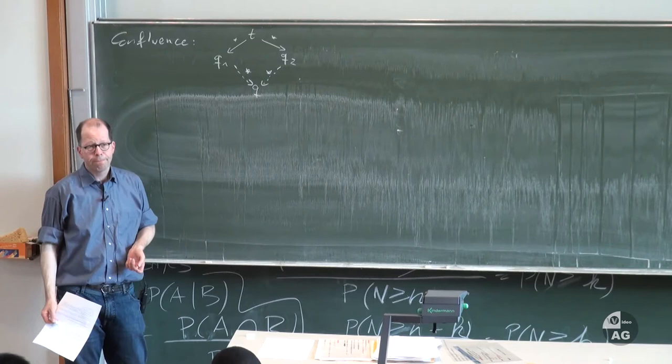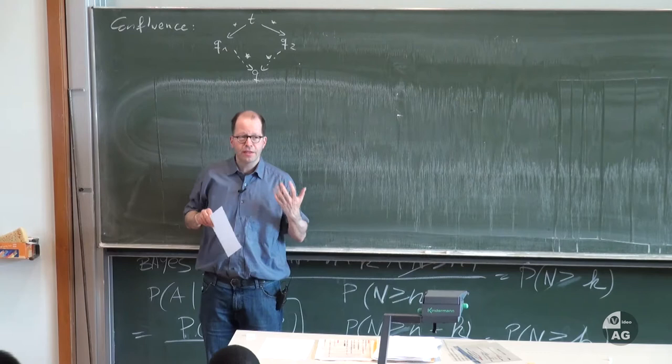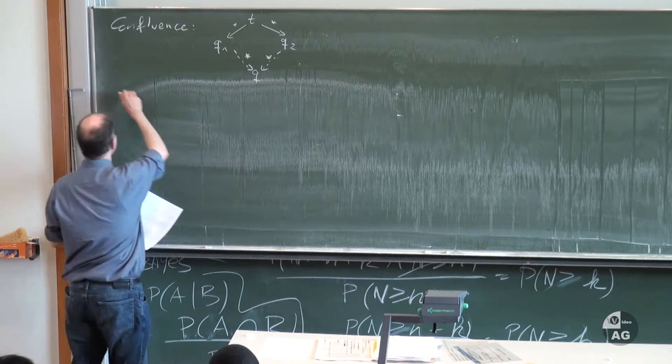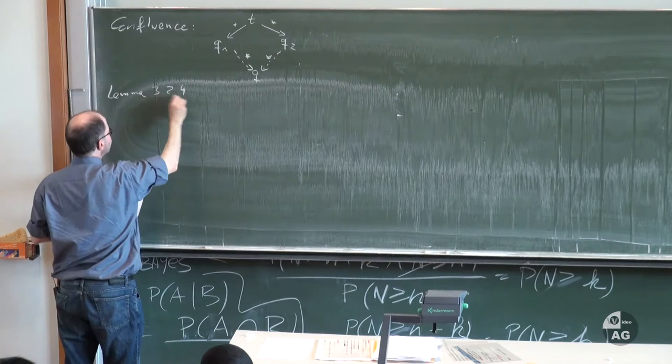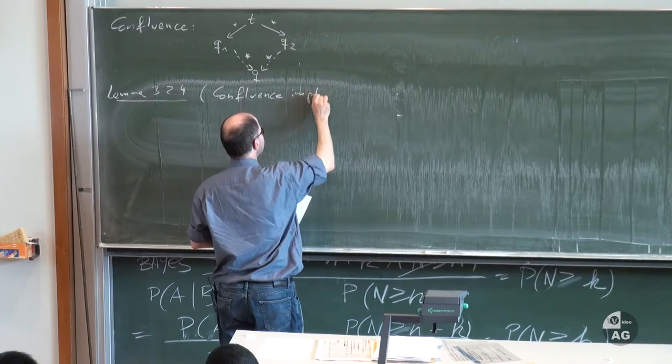And why is confluence interesting? Well, confluence is interesting because if a relation is confluent, if beta reduction, for example, is confluent, then the result of the evaluation is unique. And the result of the evaluation was called normal form. A normal form is a term which you cannot evaluate further. And it's easy to prove the following lemma. And this is where we stopped in the last lecture. So this lemma says that if we have confluence, then we also have unique results. We have unique normal forms. So confluence implies unique normal forms.